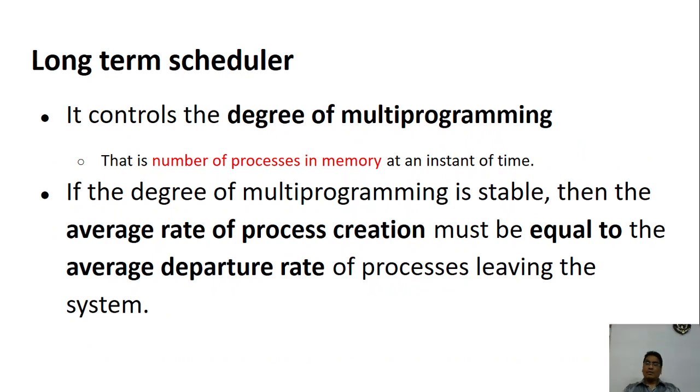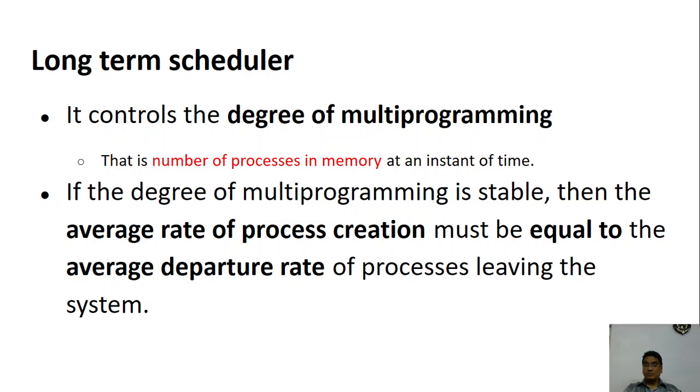So what this particular scheduler does is help in controlling the degree of multi-programming. How many programs should be there in the memory at any given instant of time is decided by the long-term scheduler. How many programs are there in the memory decides the extent of multi-programming. What's the meaning of multi-programming? Putting more than one program in the memory and then executing them concurrently.